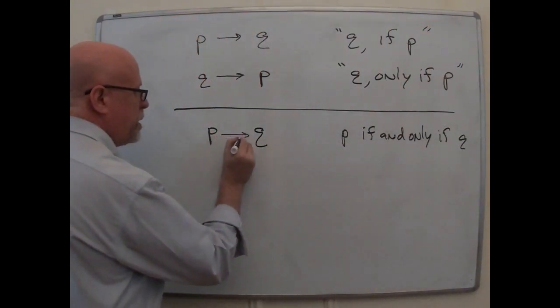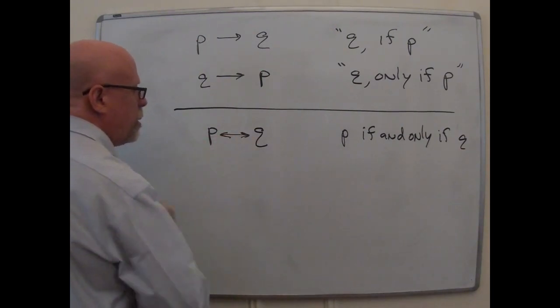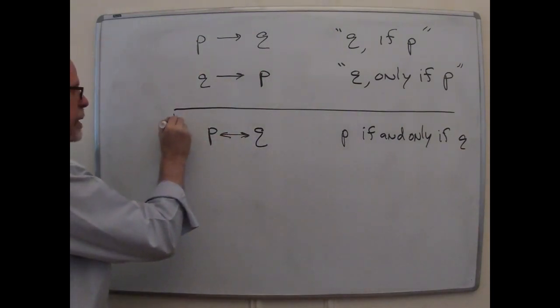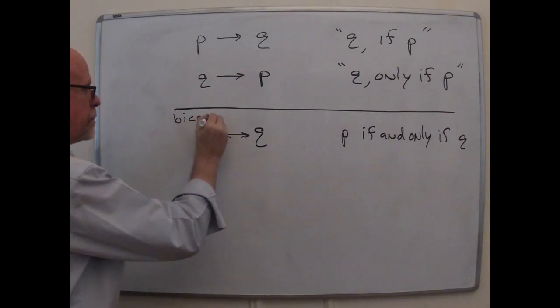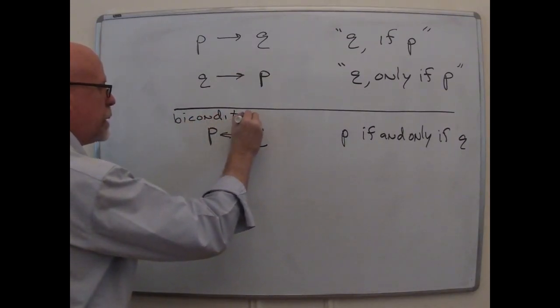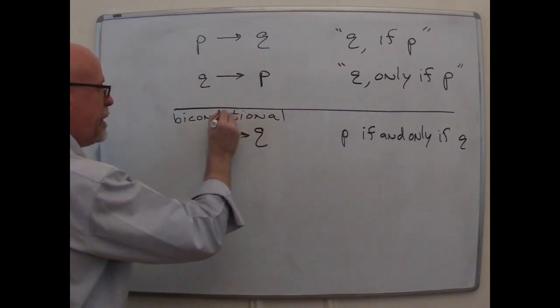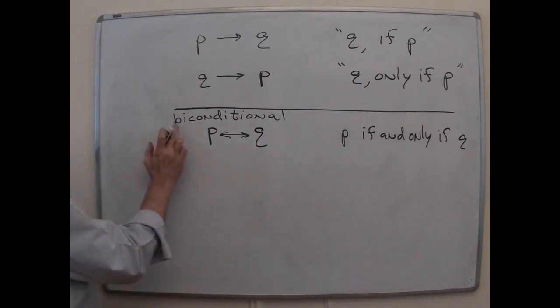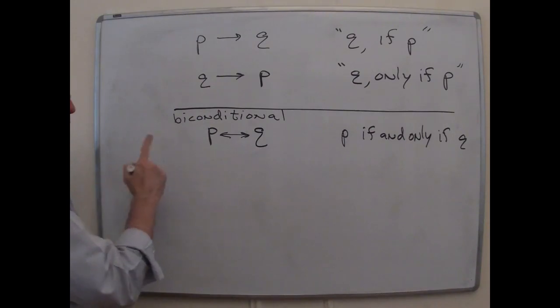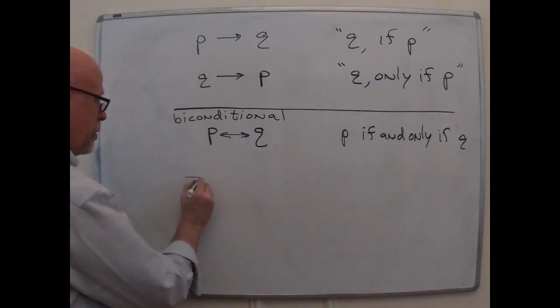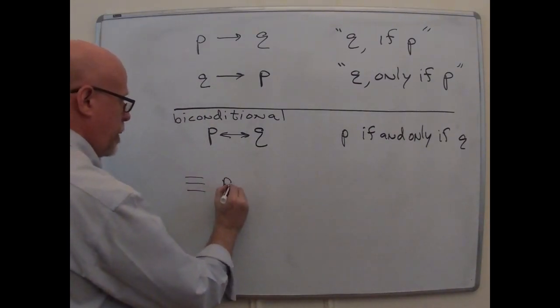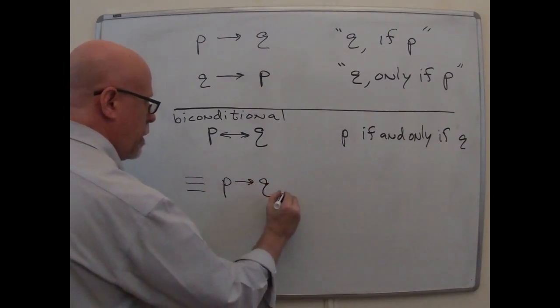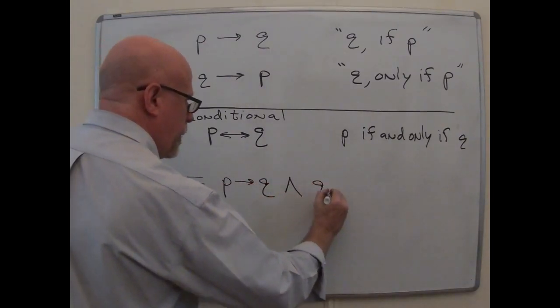This is represented with a double-headed arrow, P implies Q, and it's called the biconditional. Because what it really is is a shorthand for two different conditionals, biconditional. So what this literally means is P implies Q and Q implies P.